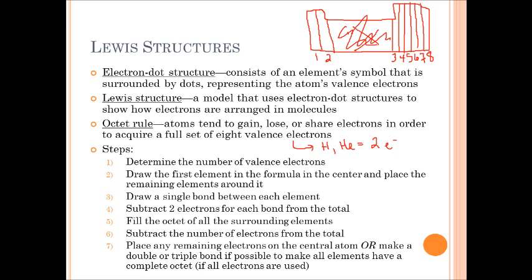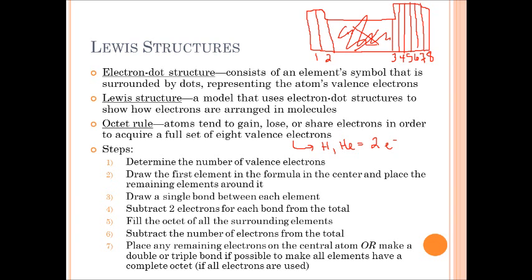So think of it as if you're building a Lego building, and you figure out how many pieces you need, and now you're going to assemble it piece by piece. So you need to keep track of which pieces you've used and how many of them you've used. So once you get all the bonds, you then are going to fill the octet of the surrounding elements. So the ones on the outside, you're going to make sure they have 8. Any electrons you use, you're going to subtract from the total.